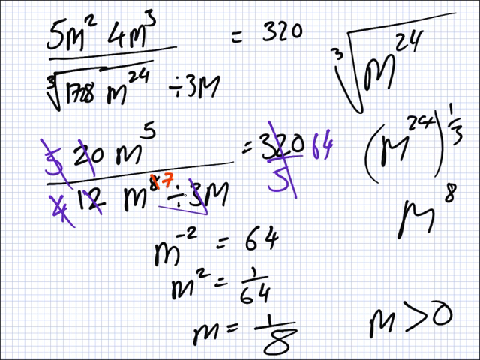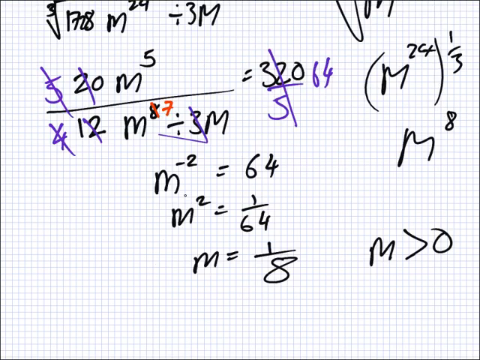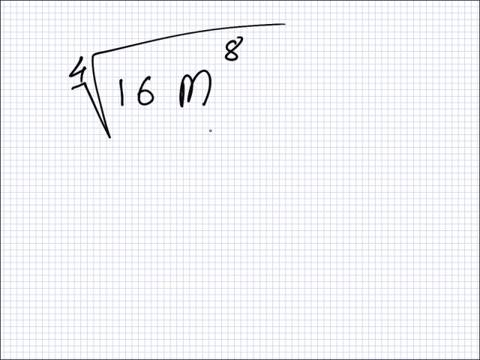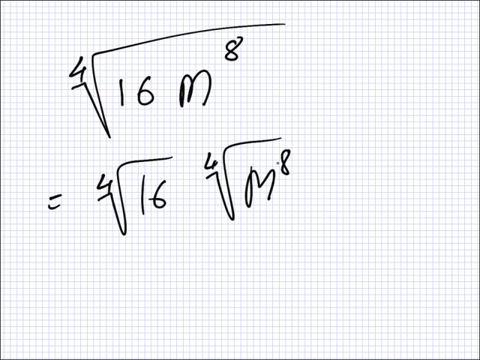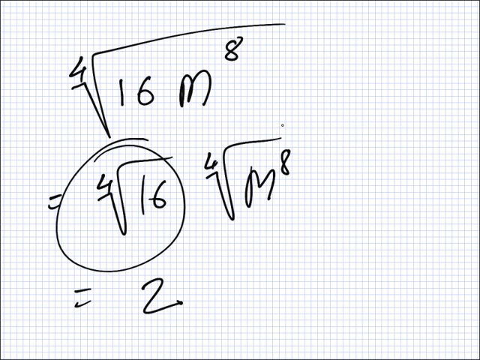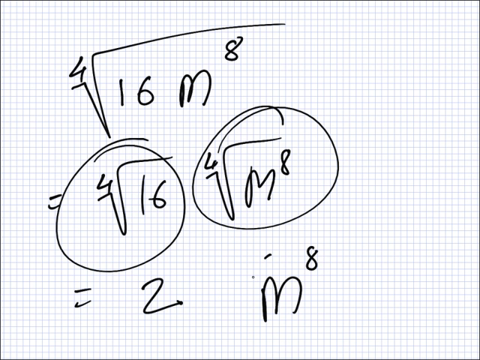So always, when you need to take the power with the root, write it as a fraction. Let's give you another example. Let's say you had the fourth root of, I don't know, 16m to the 8. That's equal to the fourth root of 16 times the fourth root of m to the 8. Now this you can put on the calculator. What do you get? I think you get 2. But this one here, you have to change this into m to the 8 to the power a quarter.